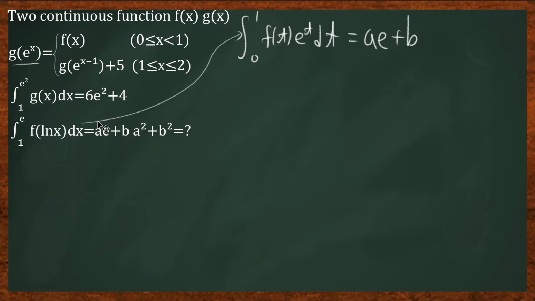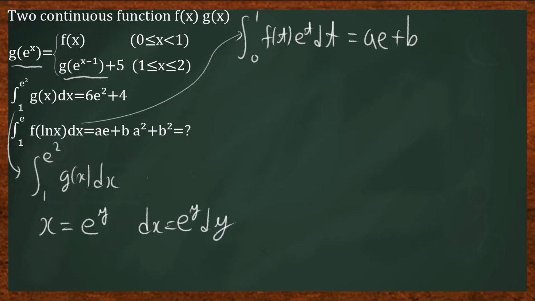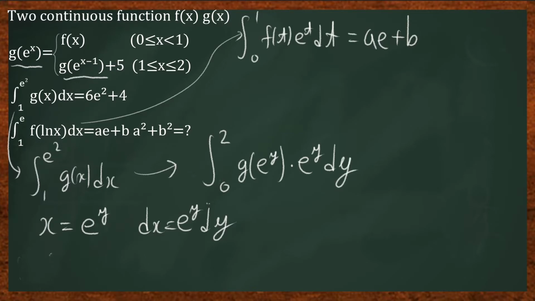So let's use the third condition, where the integral of g(x) dx is from 1 to e squared. But as you can see, we have the information of g(e^x). So we need to substitute x. Let's substitute x into e^y. So let's put x equals e^y. Then dx is going to be equal to e^y times dy. If so, the range of the integral will be changed into from 0 to 2. So it will be expressed as g(e^y) times e^y dy integrated from 0 to 2.